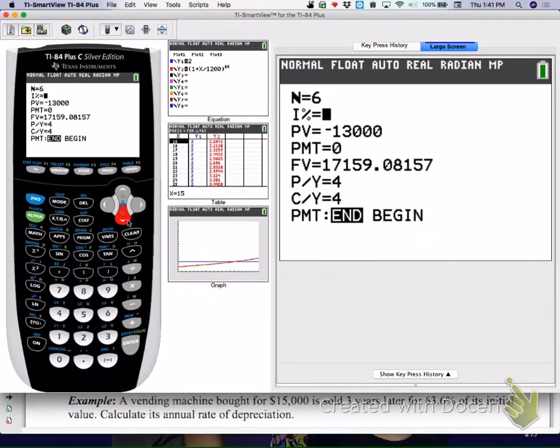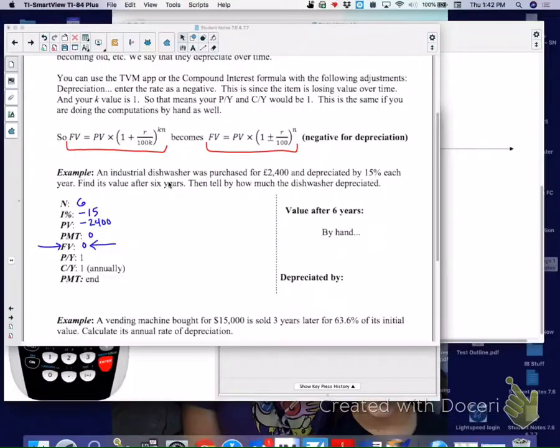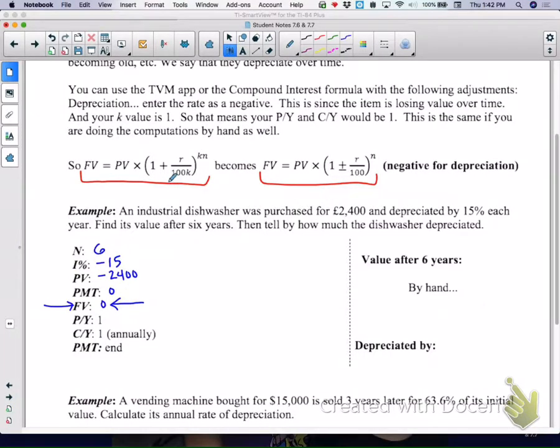So we've got 6, negative 15, negative 2,400. No payment. We're going to be looking for this, but put a 0 for now. 1 and 1. Okay, so back up to your future value. Hit alpha and enter. Okay, so 905.16 pounds. Now we'll come back up to the by hand here in a minute. To find the depreciation, we're going to take the original minus the 905.16. So rather large depreciation here.